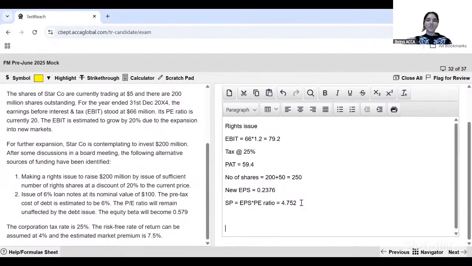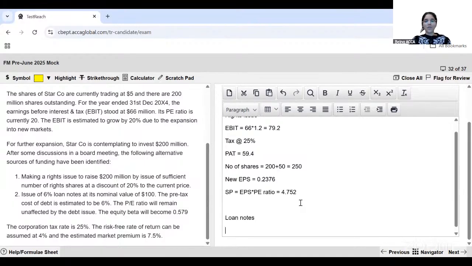So this option may not be acceptable to our shareholders. Then we will evaluate the second option where we are going ahead with the loan notes. So when we are going ahead with the loan notes, our EBIT is going to remain the same, 79.2, like we had worked out earlier. So you copy paste this.